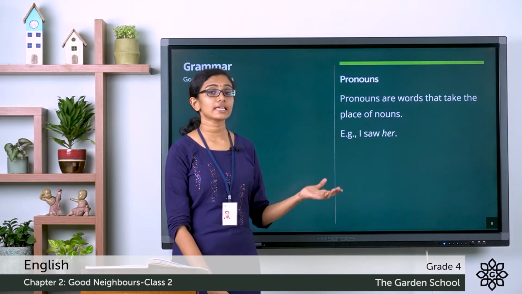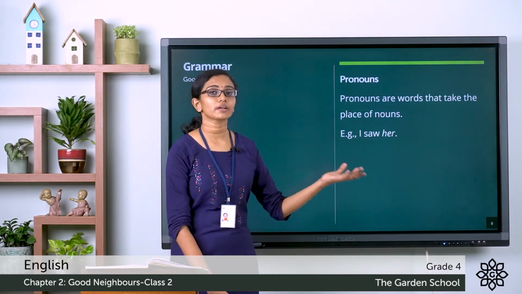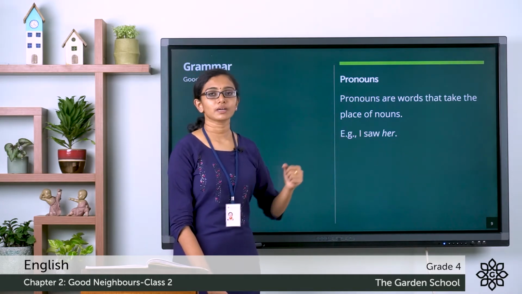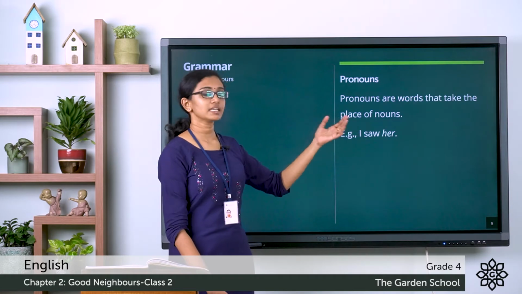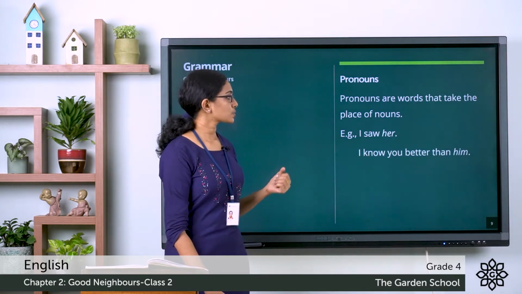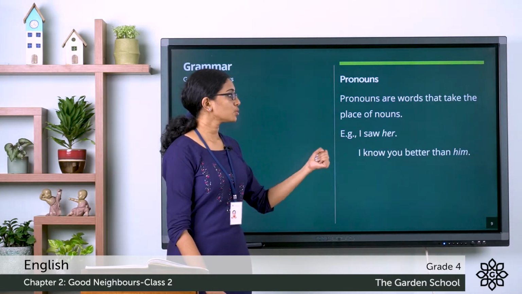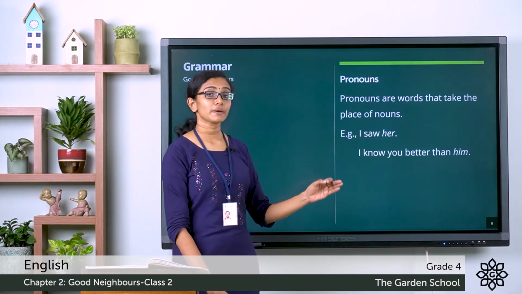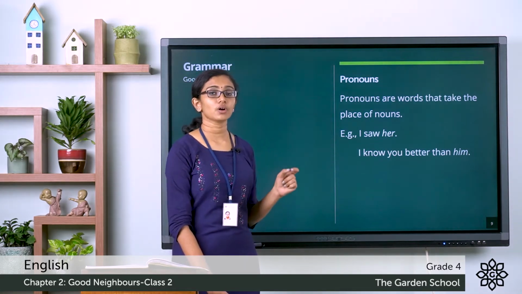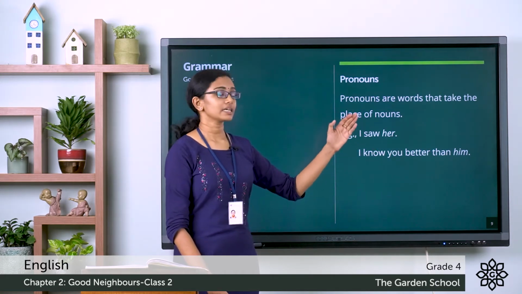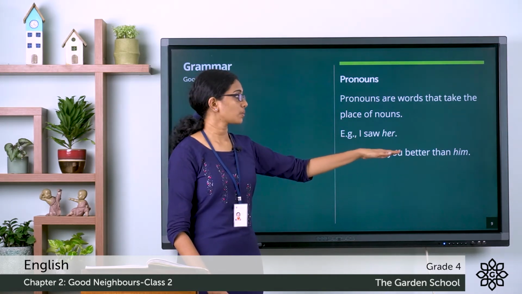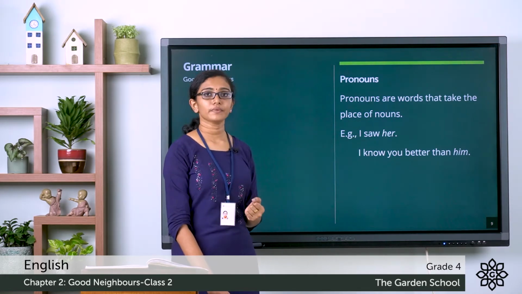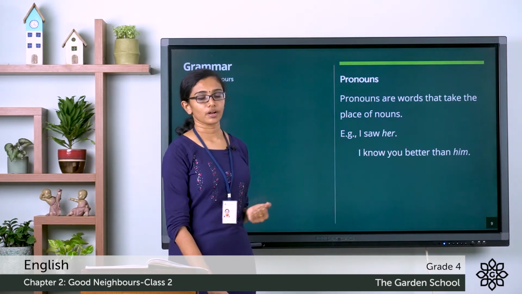You are not saying the name or the proper noun. Instead, you are using the word her to refer to some other girl. So the word her is a pronoun. Now there is one more example. I know you better than him. Here also you are not specifying who that person is. You are not using a proper noun there. Instead, you are just giving the word him to refer to someone. So that word him is an example of a pronoun.